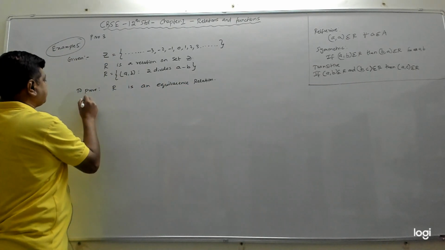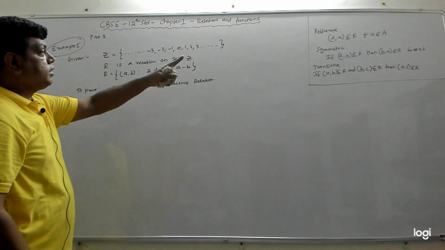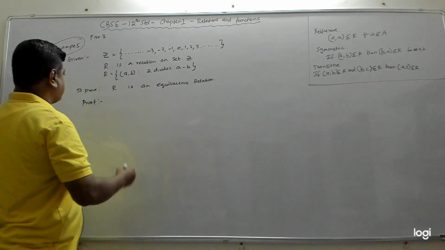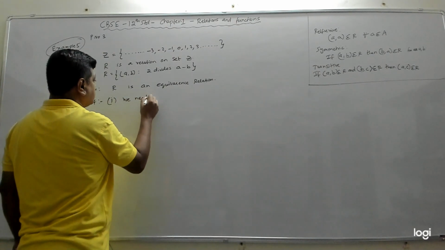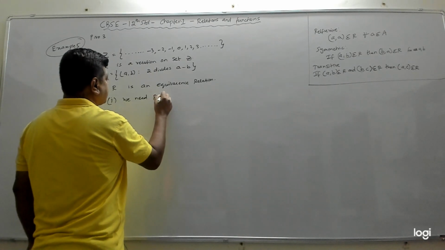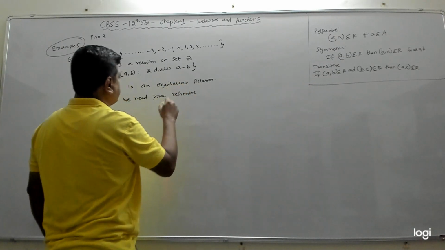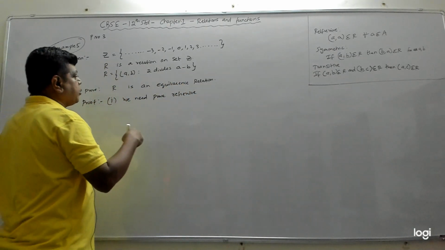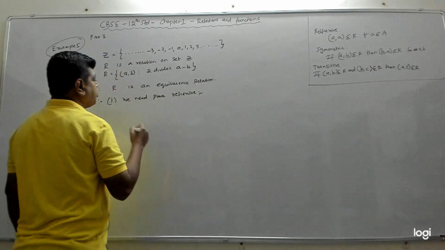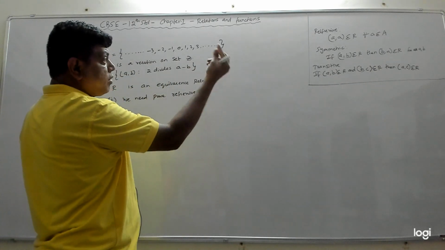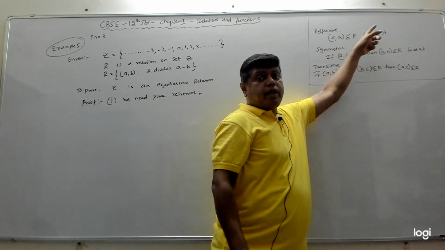Now the proof. How do we prove that it's an equivalence relation? We should check reflexive first. We need to prove that R is a reflexive relation. How do we prove reflexive? We should take an element a from A, and prove that (a, a) belongs to R for every a in A.